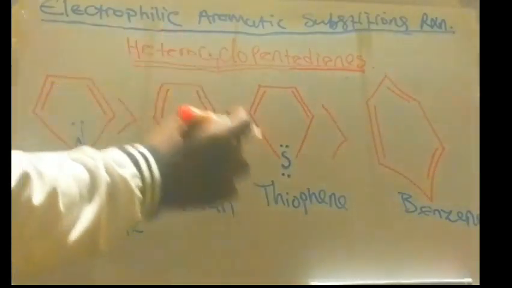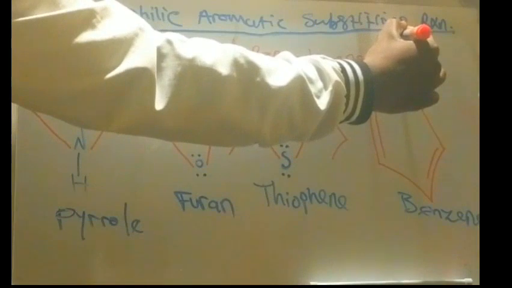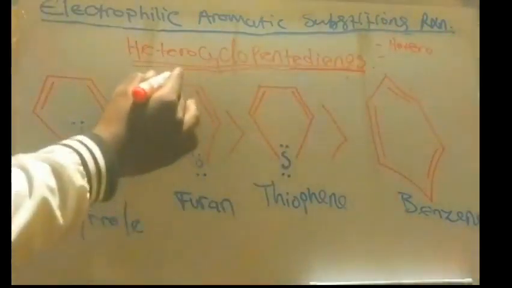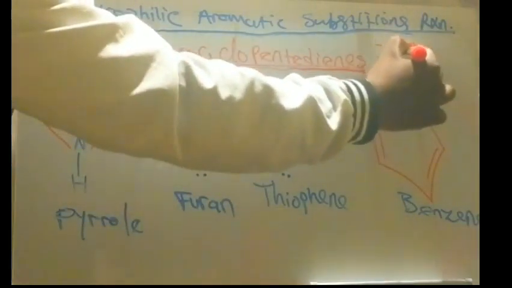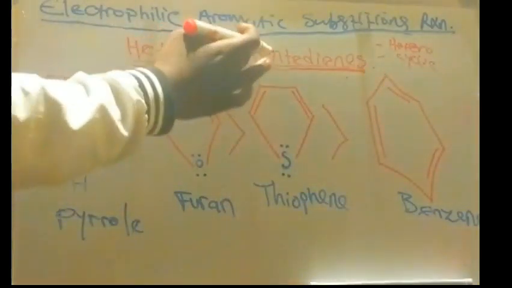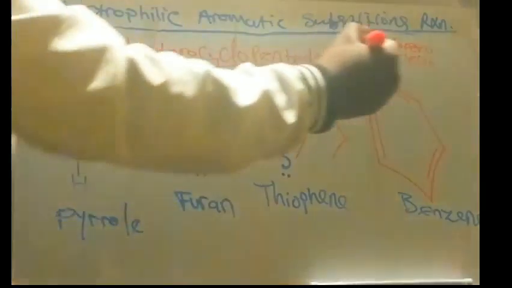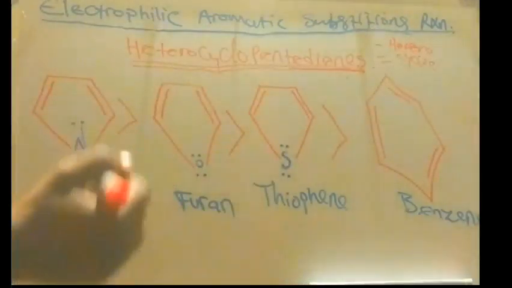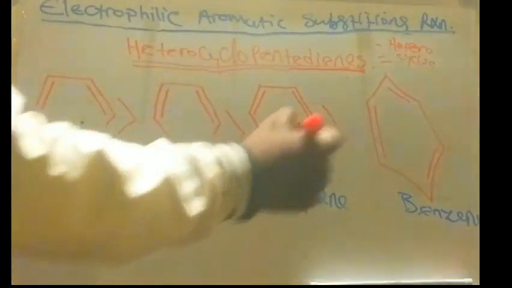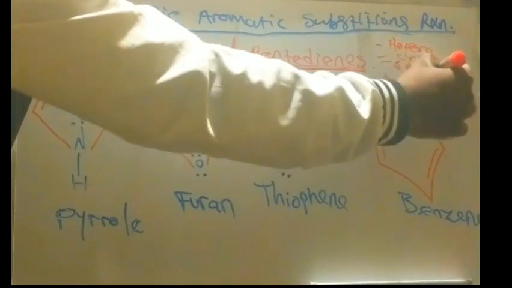So hetero means there is presence of a heteroatom. So we have a heteroatom present. Cyclo means it's cyclic. So the molecules in question are cyclic. Pent will be what we use for 5 members. So as we know, pentane contains 5 carbons. So pent will symbolize a 5-membered ring. So this is a 5-membered ring.